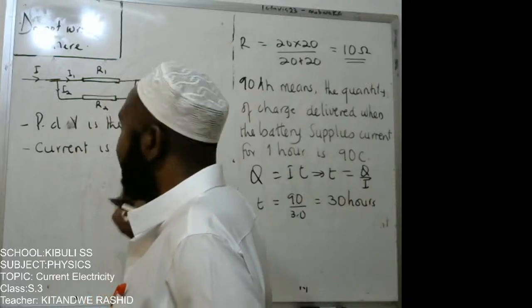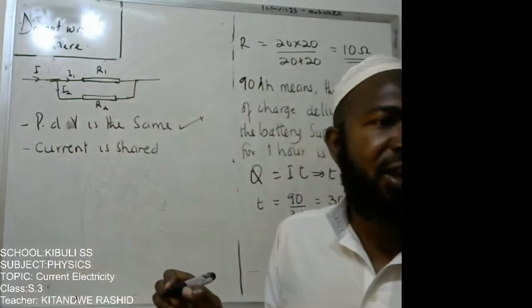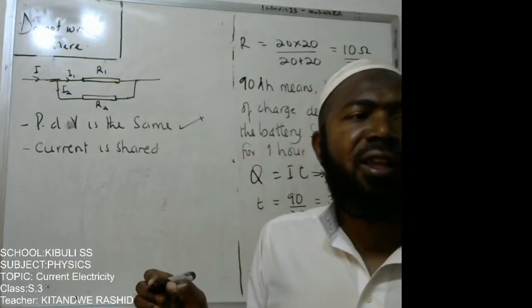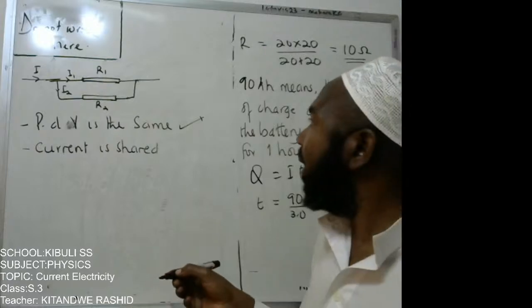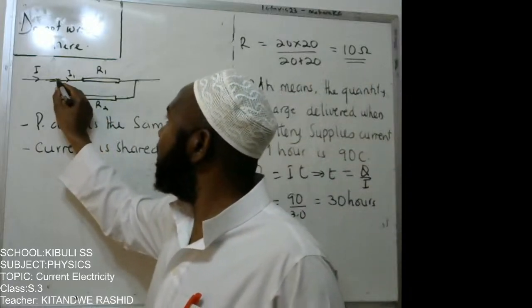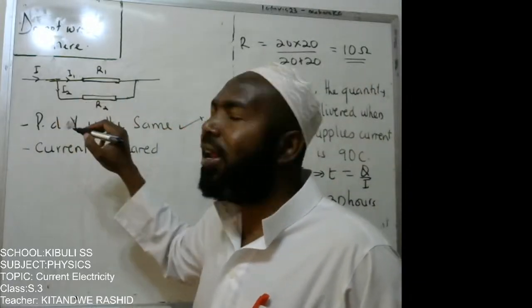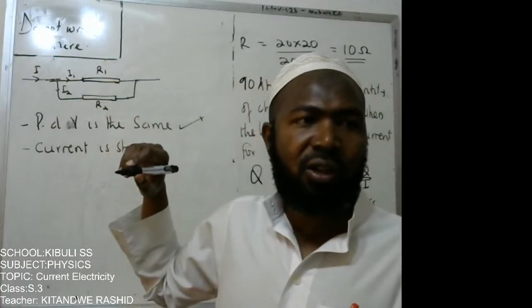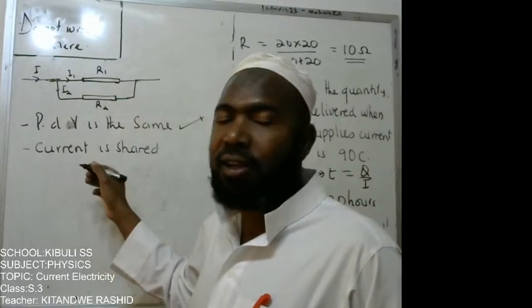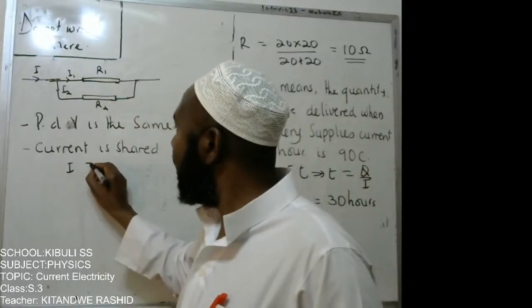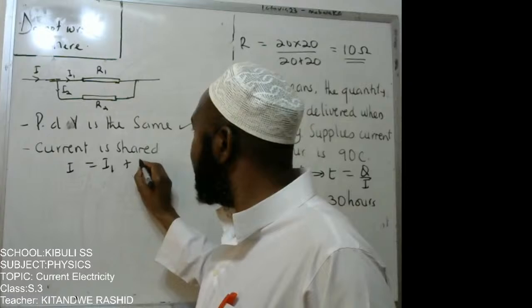Current is shared. And what do you mean by shared? We are saying that the total current is equal to the sum of the individual currents. The current entering the junction is going to equal the sum of current leaving the junction. So total current is the sum of the individual currents. So we are now going to say I is equal to I1 plus I2.